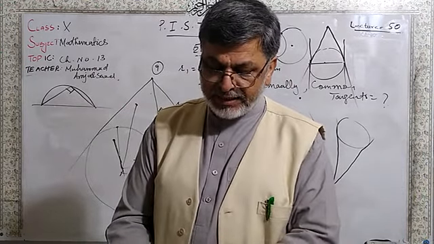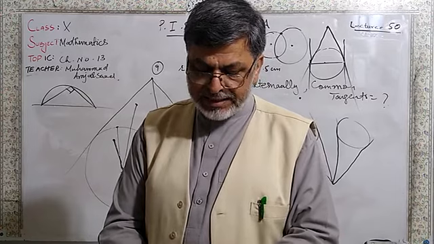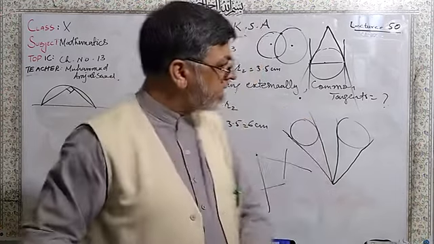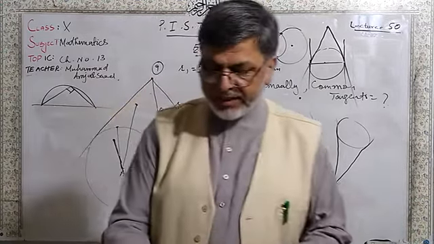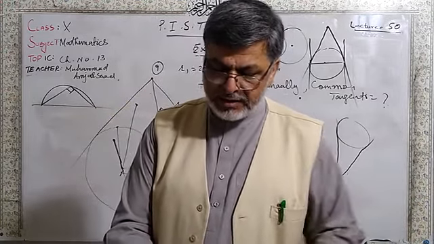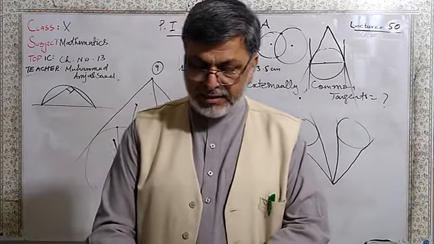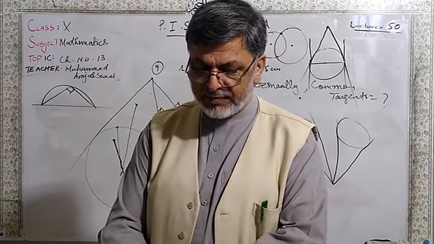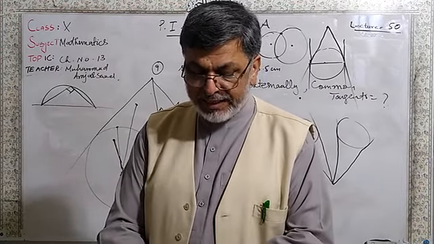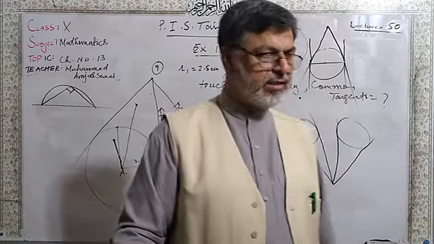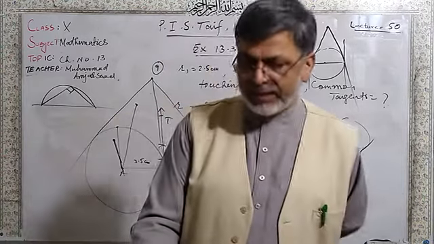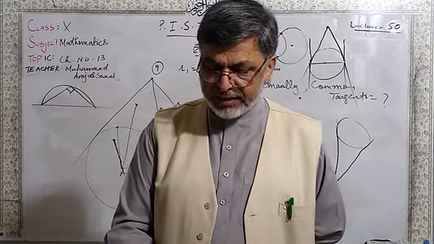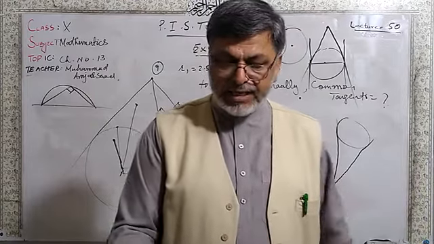The center of the inscribed circle is the incenter. The center of the circumscribed circle is the circumcenter. I told you that the circumradius is denoted by capital R. The radius of the inscribed circle is the inradius, denoted by small r. The radius of the circumscribed circle is the circumradius, denoted by capital R.